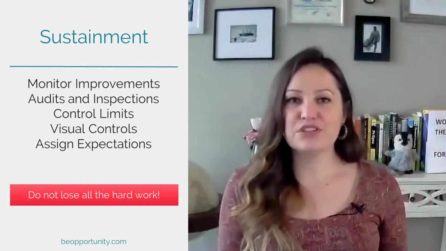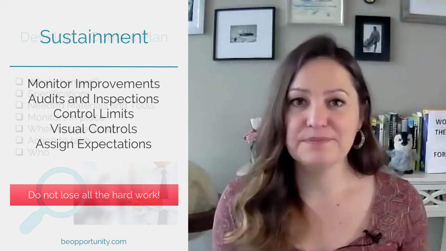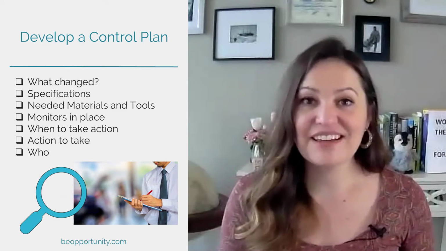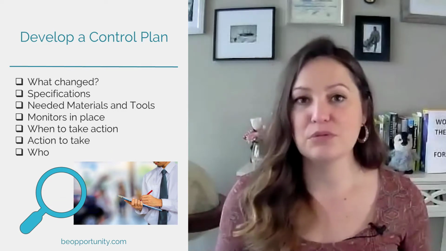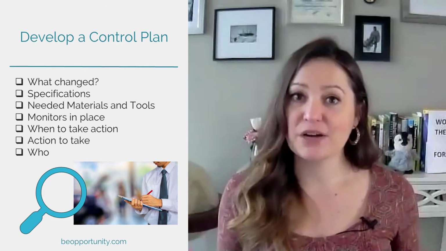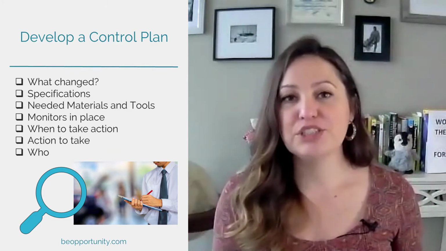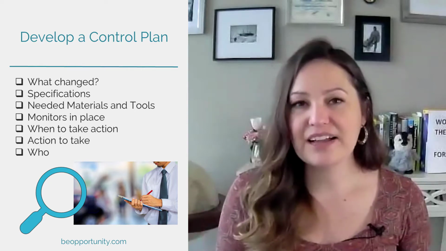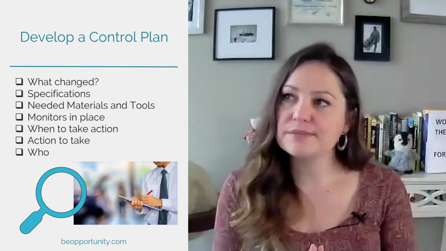Now, the other thing that you can do is develop a control plan. So in this control plan, what you can look at is really specific in terms of how this process will be sustained. So first, what changed? What's the process that we're looking at? Then you're going to want to identify what the specification limits are. So what are your expectations for that process?